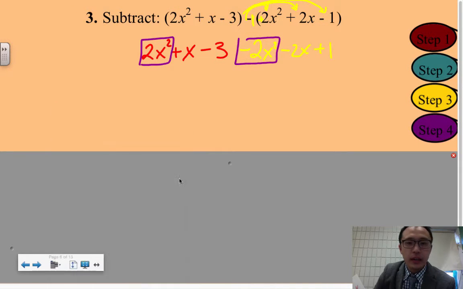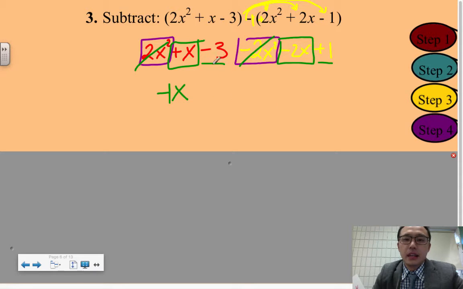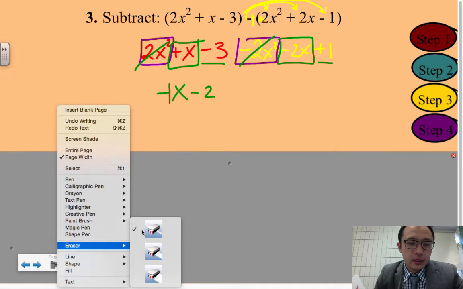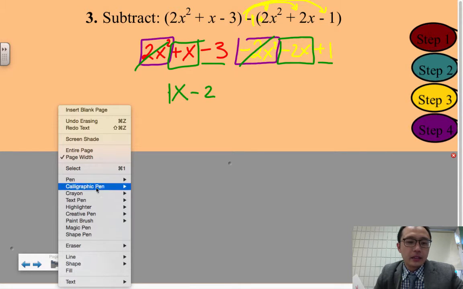What other like terms do I have? I have positive x here, -2x, and then I have my numbers after. So how do I combine these like terms? I have a positive 2, -2, so they cancel each other out. I have a positive x, -2x, that's going to be -1x, and -3, +1, is -2. That looks kind of funny, so let me just erase this a little bit. So +1x and subtract 2.